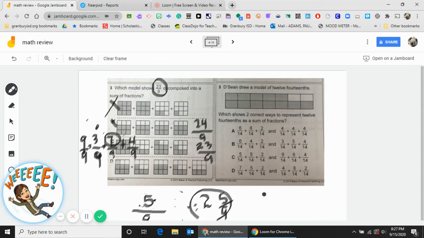All right, let's continue on to the next one with Deshawn. He drew a model of 12 fourteenths. 12 fourteenths here. So that means there are 12 fourteenths. Fourteenths is going to be my denominator, right? But of those fourteenths, only 12 are shaded in.